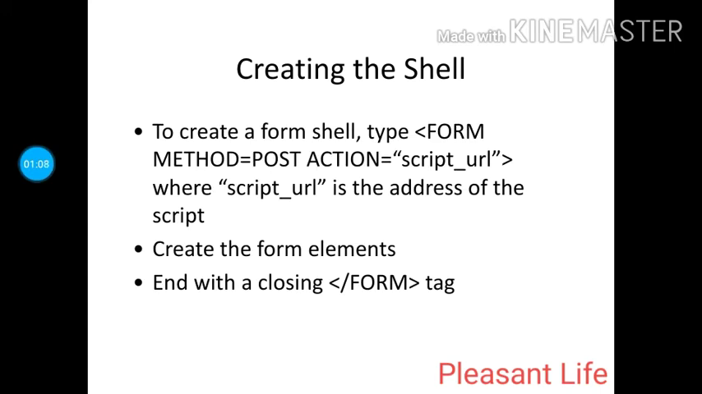How to create a shell? To create a form shell, type form method equal post action equal script URL. This script URL indicates the address of the script. Then create the form elements. That means create text box, radio button, checkbox, text area, buttons, etc. and end with the closing form tag.